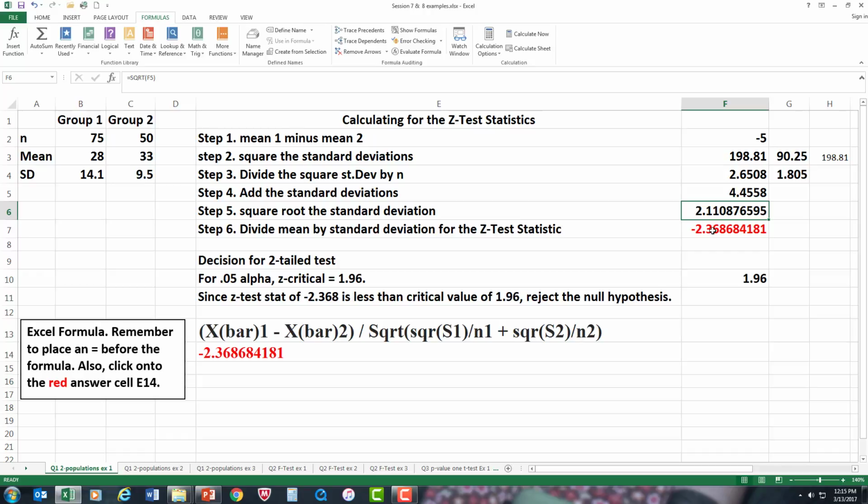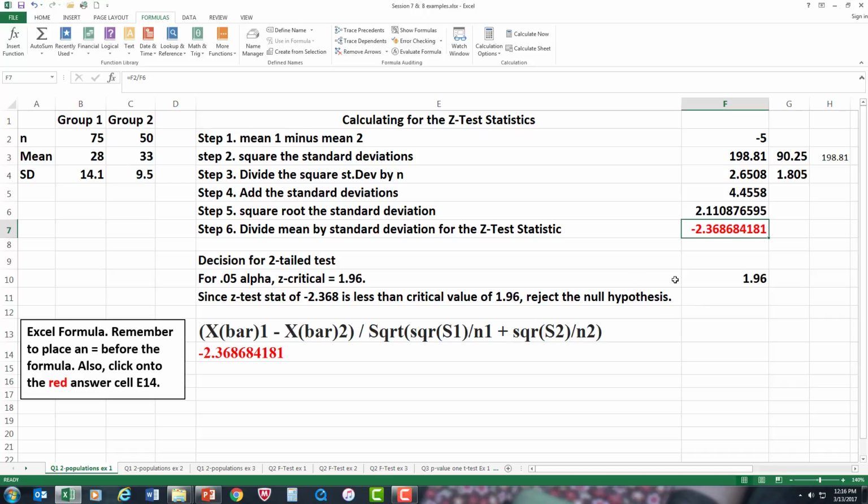Then your final step is to divide the mean difference, which would be here, -5, by the standard error. And as you can see, this is what I did: F2 divided by F6. And there is our z-test statistic. And since the z-test statistic of -2.368 is less than the critical value of -1.96, especially when it goes on the left side, reject the null hypothesis.